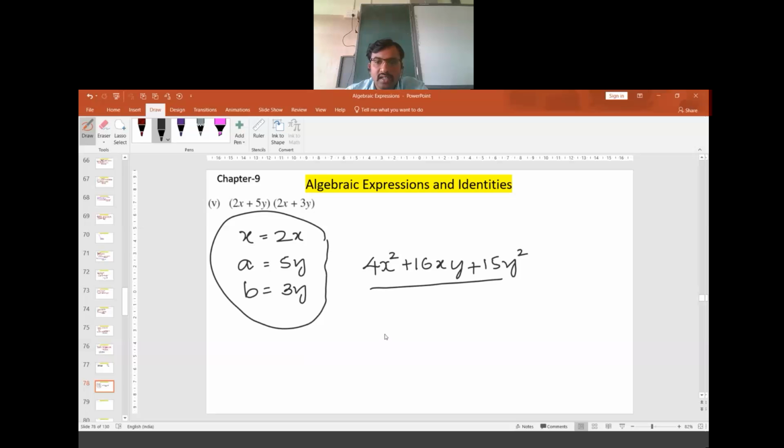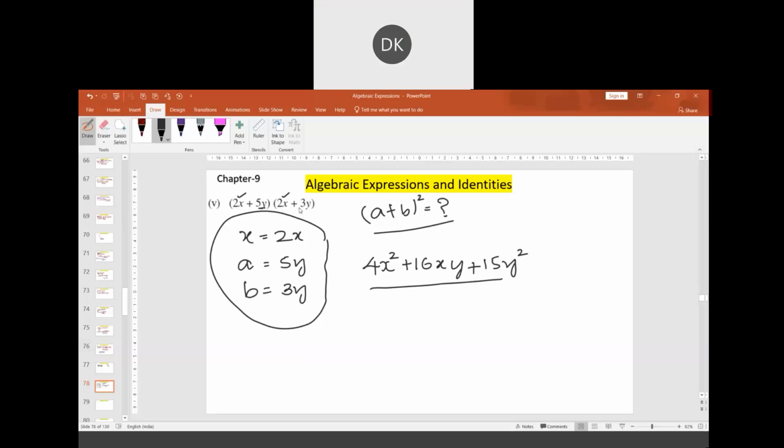Sir, a square plus b square plus 2ab, it is like that, identity. No, sir, you have used the a plus b whole square identity. How to use this identity? These two terms must be the same, but these are different. We cannot use the same identity, so this is not possible. We have to use the identity x plus a into x plus b only.